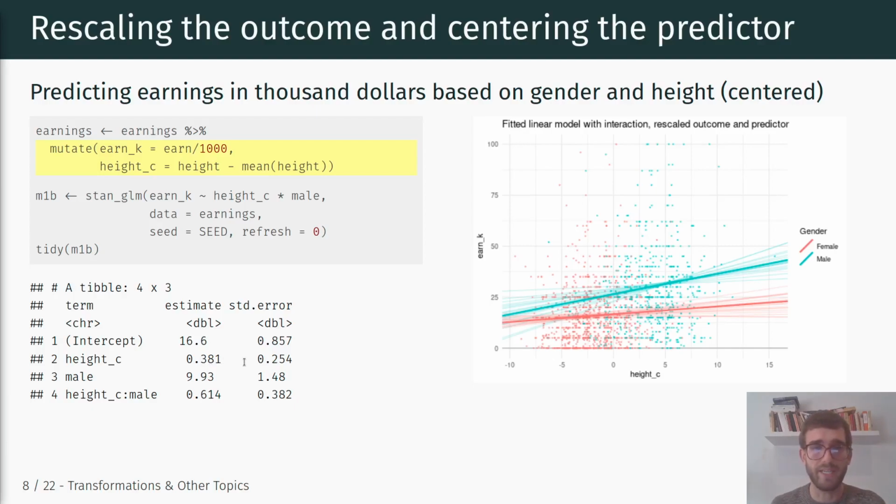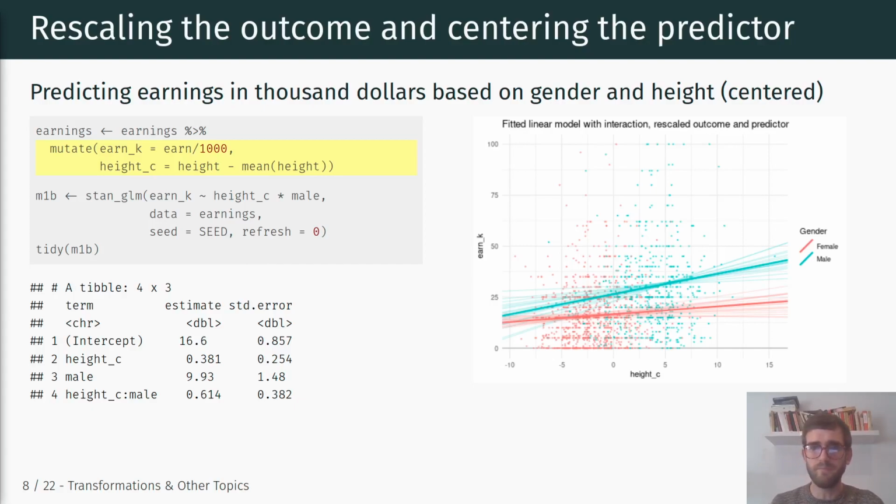So $0.38 thousand, so $380 per year, and this kind of increase is larger for men. As we can see, the slope here for men is slightly higher, so there's a stronger predicted difference between expected salaries for taller men as compared to shorter men. Obviously, again, as I mentioned, we can't directly give this a causal interpretation.